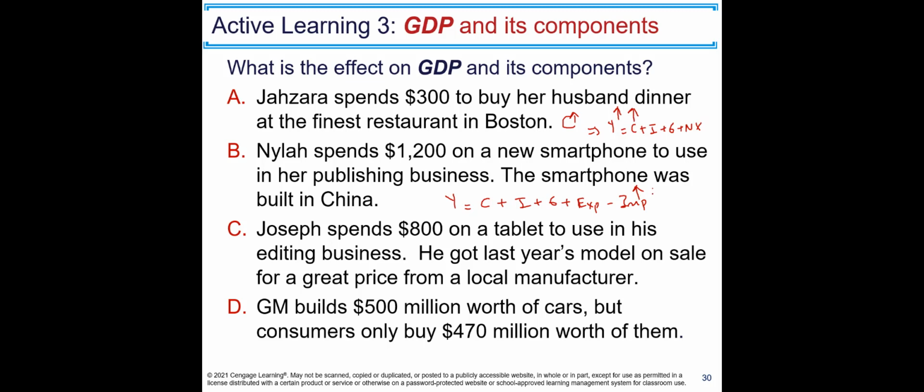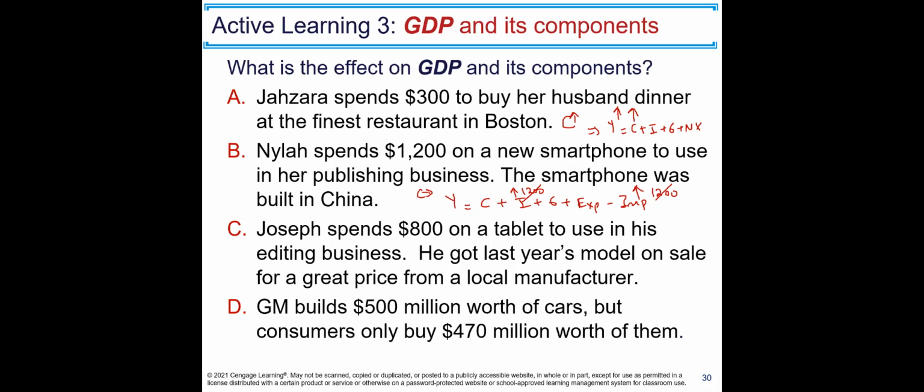But since at the same time, this is 1,200, it's an investment for her business, this side increases too. As you see, both sides cancel each other because imports are negative, investment is positive, and for that reason GDP doesn't change. So we know that GDP doesn't change when something is produced outside of the country. With that example, we see that although imports are increasing by 1,200, it is also an investment for her business because she's going to use that smartphone in her publishing business. And these transactions cancel each other and we have no change in GDP.